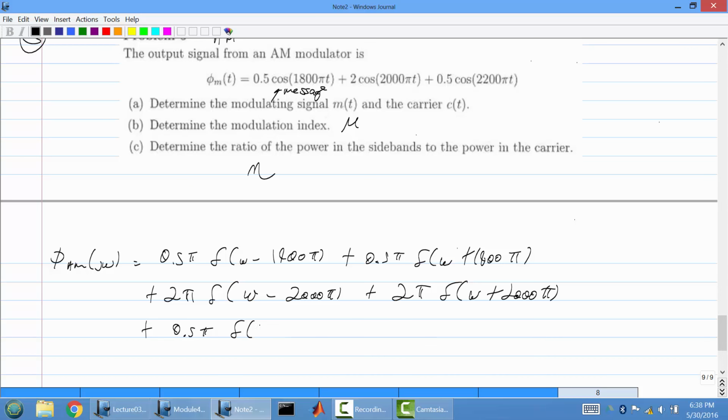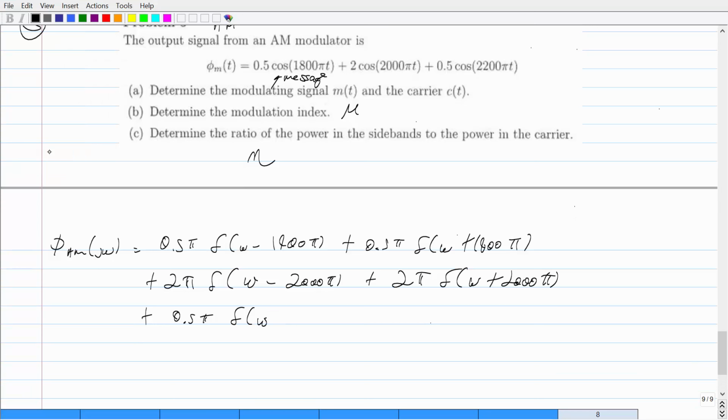Sorry, can't write today. Did I go full screen? I didn't go full screen. Okay, that's better. So omega, and then this is plus.